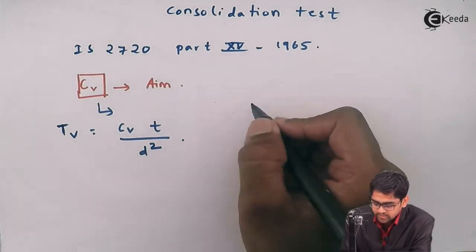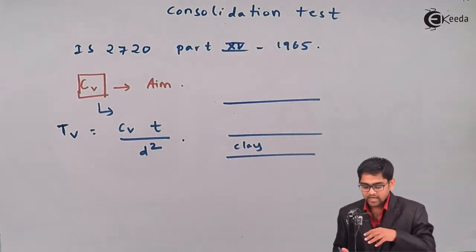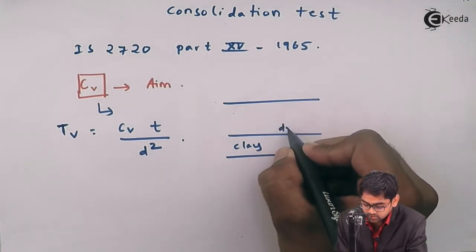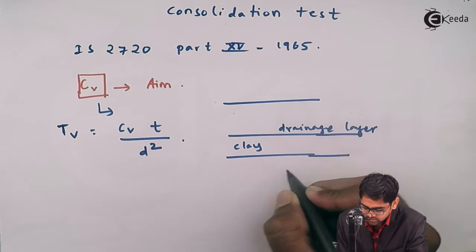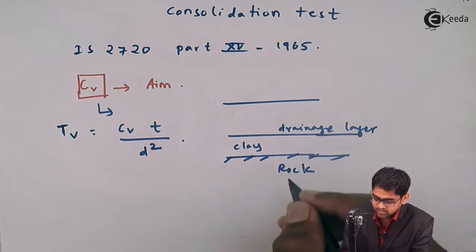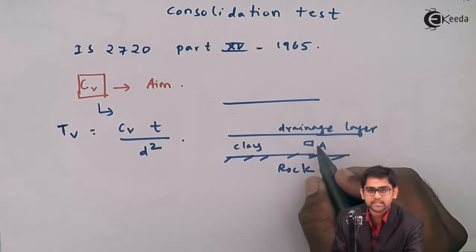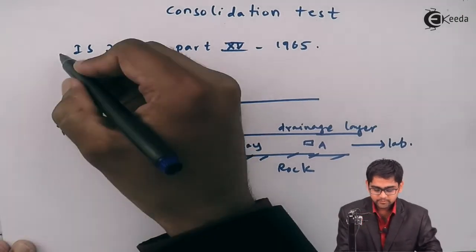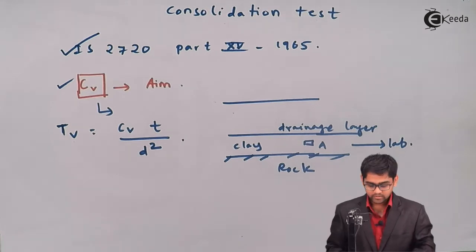So what happens is that in a practical case, if you have clay which is sandwiched in between the drainage layers, so let's suppose this is the drainage layer, this is also, and let's consider this as the rock. If the compressible layer is compressed, we will be taking a sample at a particular depth, and then we will be testing this sample in the lab, and by testing as per this particular code we will be getting this value, that is nothing but the coefficient of consolidation.